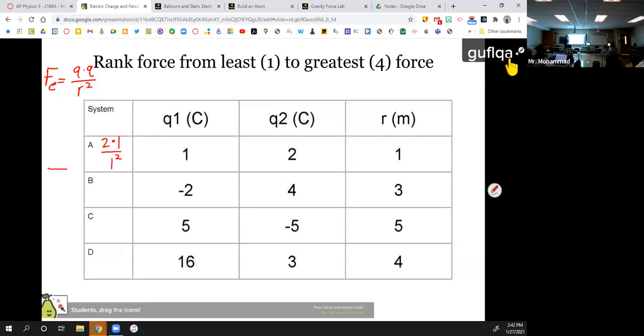I would say, why don't you put your rankings over here, from least to greatest. So even though these are negative, do not worry about the negative. I'm actually going to drop the negative.